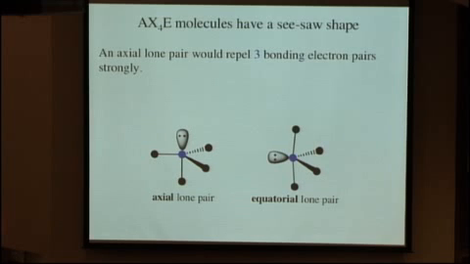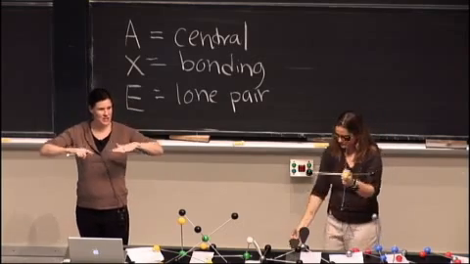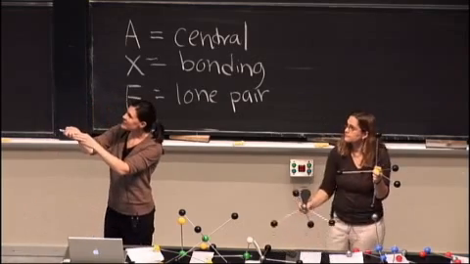So if we think about having an axial lone pair here, that would mean that these lone pair electrons are going to be within 90 degrees of three different lone pairs. And actually, we'll see later, it will be more than 90 because they're actually going to push them down. But in terms of considering how many bonding electron pairs they'll repel strongly, what we care about is anything within 90 degrees initially. So what we would see with the axial lone pair is that we have three lone pairs that we're going to very strongly repel.